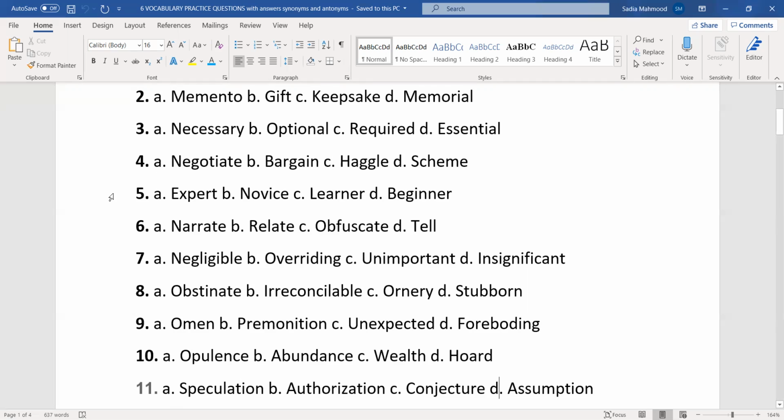Proceeding to the next question, question number 5. Option A is expert. Option B is novice. Option C is learner. Option D is beginner. Proceeding further, question number 6. Option A is narrate. Option B is relate. Option C is obfuscate. Option D is tell.